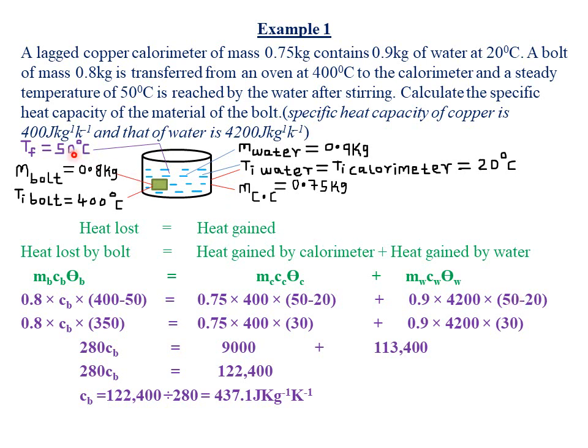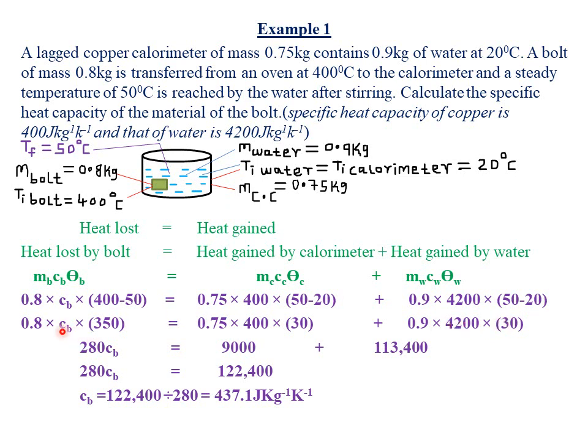So the mixture involves the copper calorimeter, our bolt, that is the solid, and of course also the water. Therefore, the change in temperature for the water will simply be the final temperature 50 minus the initial temperature, which is 20. So 50 minus 20, you will get 30. So 0.9 times 4,200 times 30.